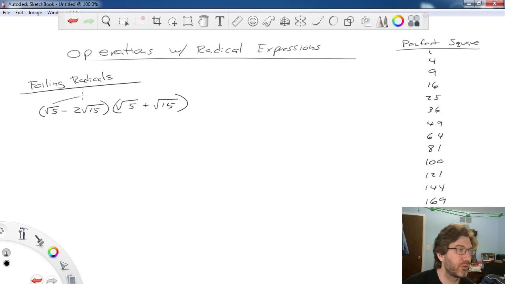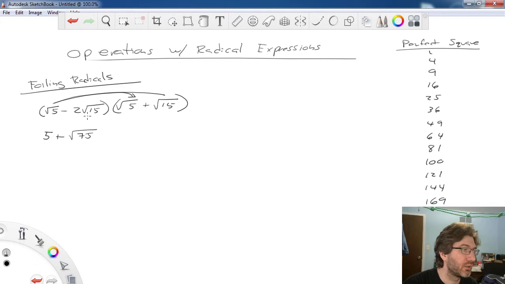So the first one's the square root of 5 times the square root of 5. Well, that is 5, because I just told you before. That's going to be the square root of 5 squared, which is just 5. Then you're going to do the square root of 5 times the square root of 15. It is a positive, so it will be a positive square root of, and then 5 times 15 gives us some number. Is that 75? Yeah, that's 75. Gives us a square root of 75.